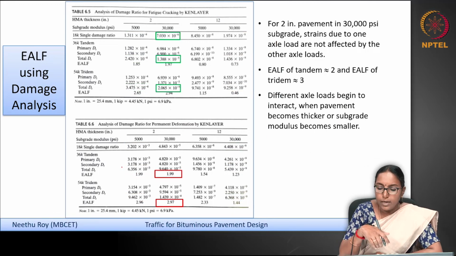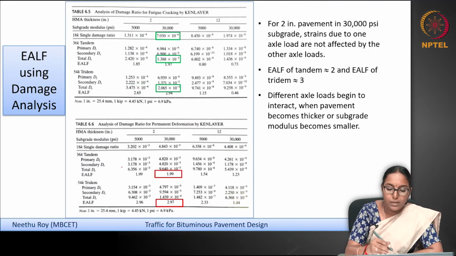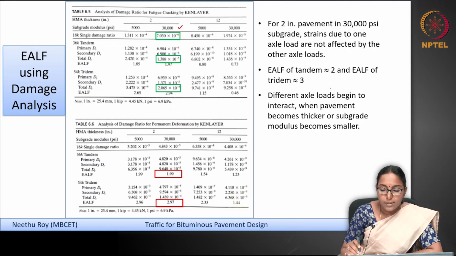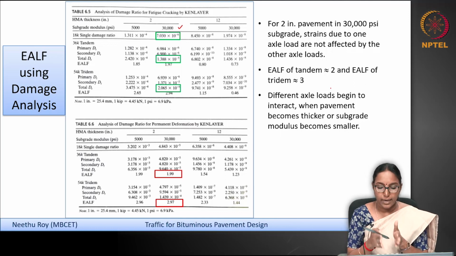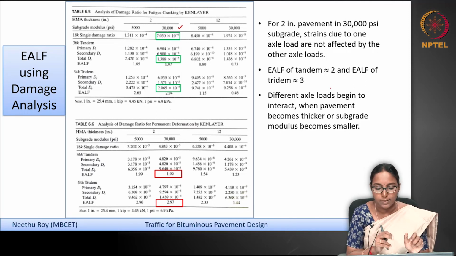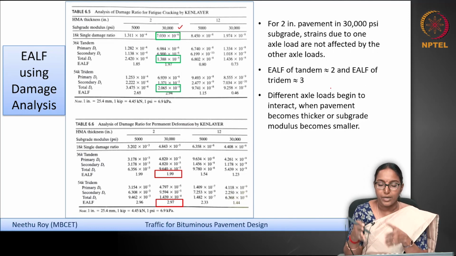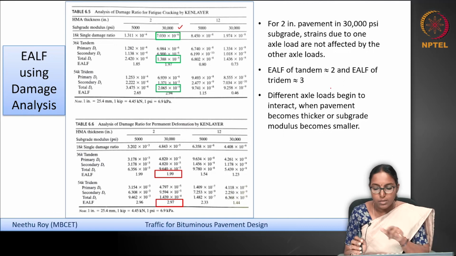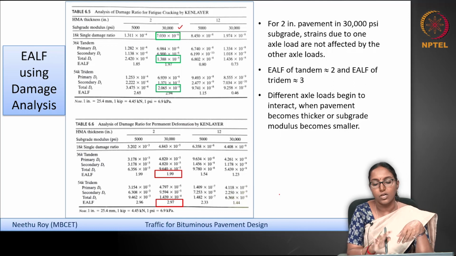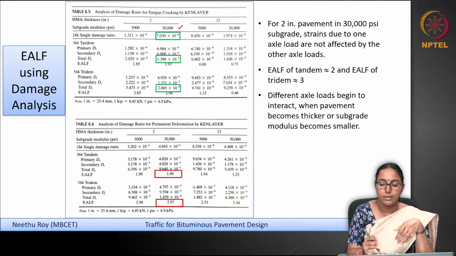And further, you can see that in a 2-inch pavement with 30,000 psi subgrade, the strains due to one axle load is not affected by the other axle loads. What you can see here is that if I consider a tandem axle load, you can consider it as close to 2 single axles, and if you consider a TRIDEM axle, you can consider it as 3 single axles, which means that the strains caused by one axle are not affected by the strains caused due to the other axle loads.